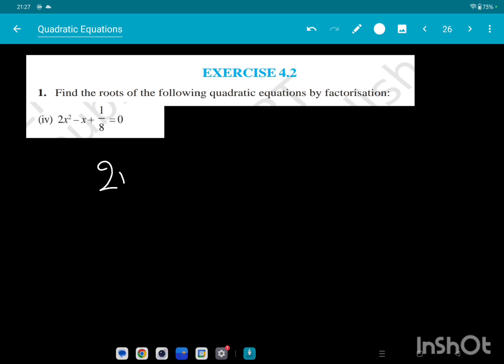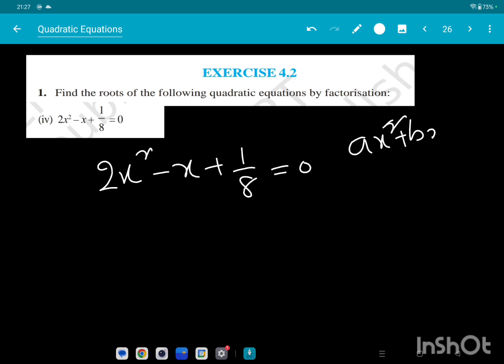Here the next question is 2x square minus x plus 1 by 8 is equal to 0. Is it a quadratic equation? Yes, it is a quadratic equation, but this is not in the general standard form. What is the general form? ax square plus bx plus c is equal to 0. This is the standard and general form. So we need to make this equation in this way.